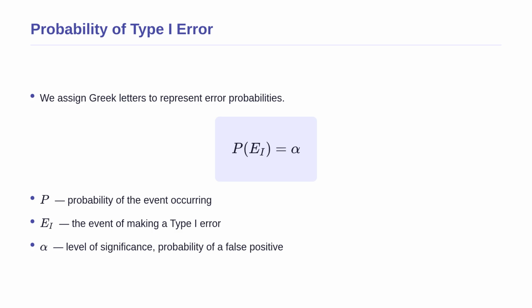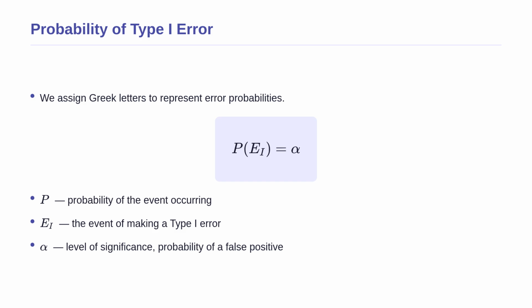Having seen the real-world impact, let us look at how we measure these risks mathematically. In statistics, we cannot completely eliminate the chance of making these errors, but we can control their probabilities. We use the Greek letter alpha to represent the probability of committing a type 1 error. This is also called the level of significance. In this formula, P stands for probability, E1 represents the specific event of making a type 1 error, and alpha is the probability of rejecting the null hypothesis when it is actually true.